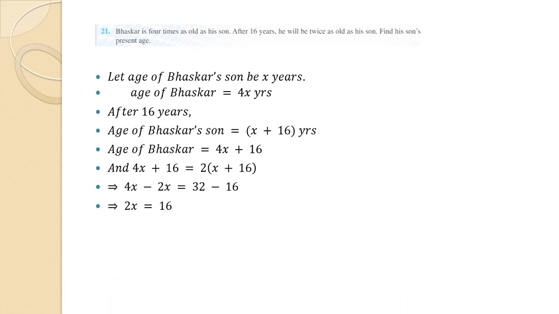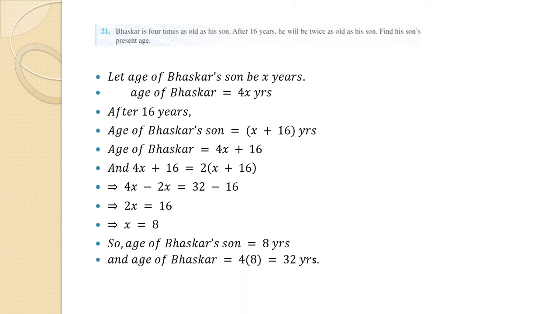I will take all the variables on one side and constant on the other side. So I get 4x minus 2x is equal to 32 minus 16. So 4x minus 2x will give me 2x and 32 minus 16 will give me 16. So x will be equal to 16 by 2, that is equal to 8. That shows that Bhaskar's son's age is 8 years, and if I want to find out the age of Bhaskar, it will be 4 into 8, that is equal to 32 years.